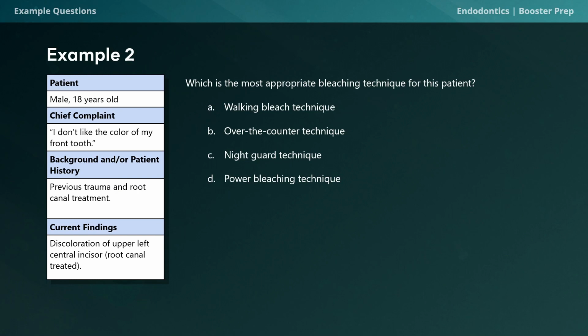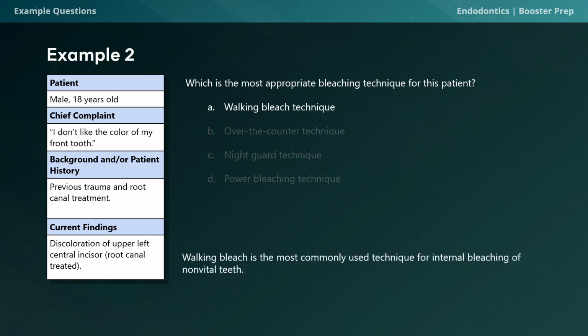Okay, we have an 18-year-old male with the following chief complaint: I don't like the color of my front tooth. Background on our patient history reveals previous trauma and root canal treatment, and current findings indicate discoloration of the upper left central incisor, which has been root canal treated. Okay, so the question reads, which is the most appropriate bleaching technique for this patient? Pause the video if you need, and the answer is A, walking bleach technique. So the walking bleach technique is the most commonly used technique for internal bleaching of non-vital teeth because it's safe due to the use of sodium perborate and water as opposed to hydrogen peroxide.